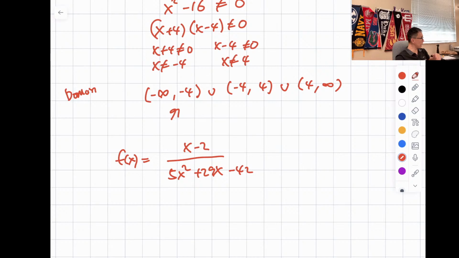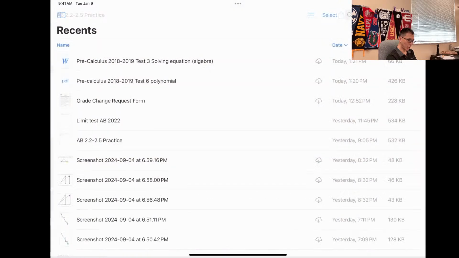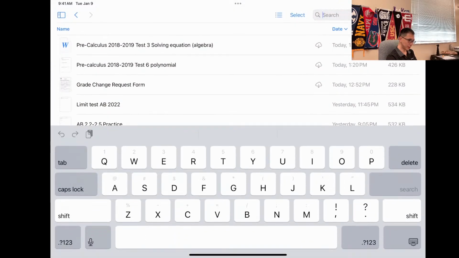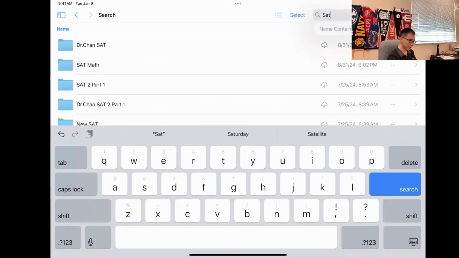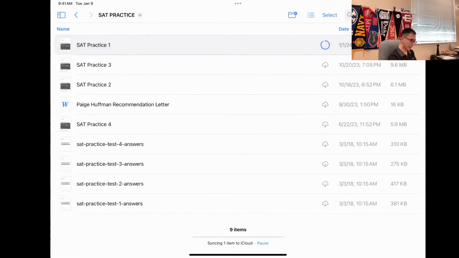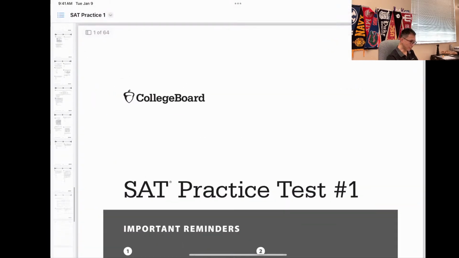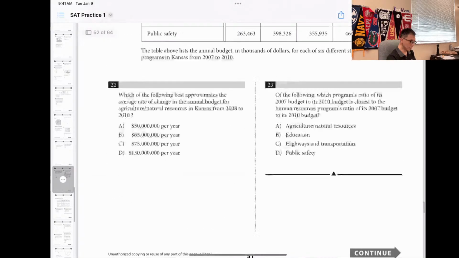Now, this question could be on SAT. I have seen this question on SAT before. Hold on, let me see if I can pull it up. SAT practice 1. I think it's on the first one. I'm not sure. I'm going to pull it out for you to show you. Like I said, I'm going to help you with SAT.